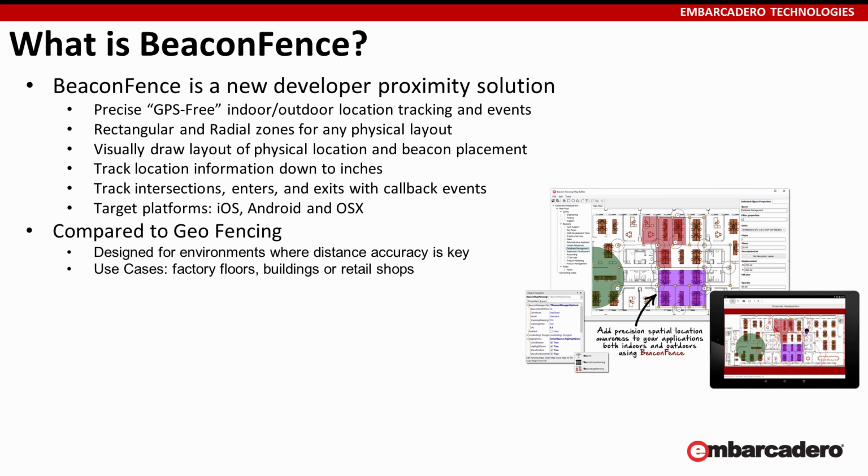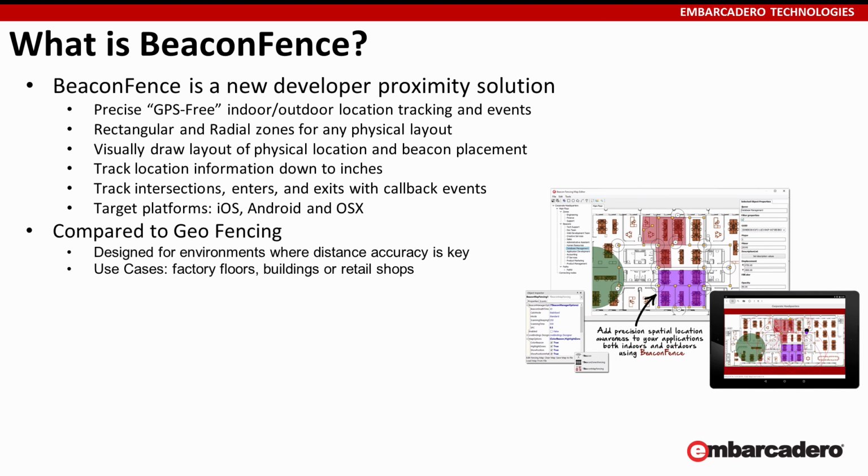BeaconFence has a mapping technology that allows you to define rectangular and radial zones for any physical layout. The mapping tool allows you to visually draw layout of physical locations and beacon placements. With that information, you can track the location down to inches or centimeters. You can track the intersections when a user of a smart device enters or exits. You can have callback events that take place. You can tie that into your enterprise infrastructure.